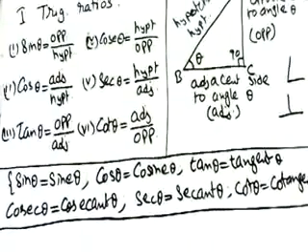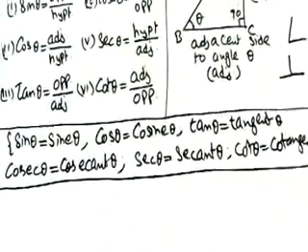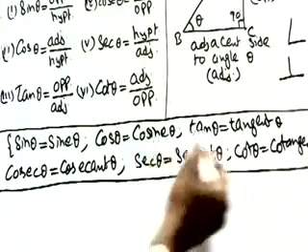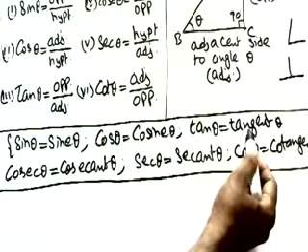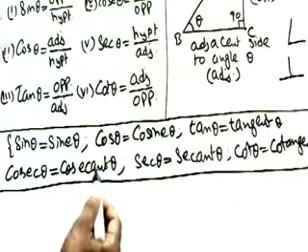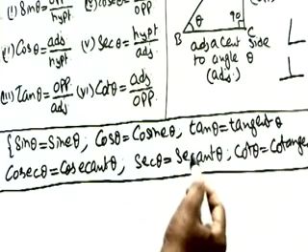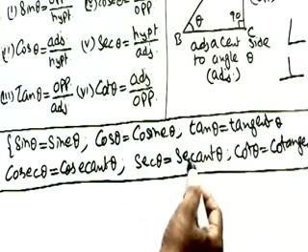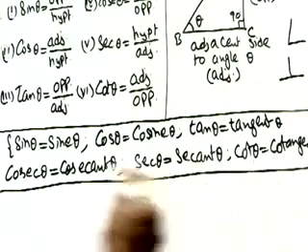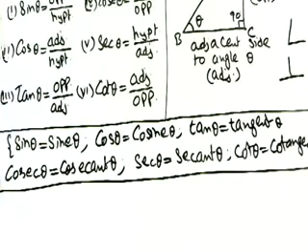Now, the full form of sin theta is sine theta. Cos theta is cosine theta. Tan theta is tangent theta. Cosec theta is cosecant theta. Sec theta is the short form of secant theta, and cot theta is the short form of cotangent theta.